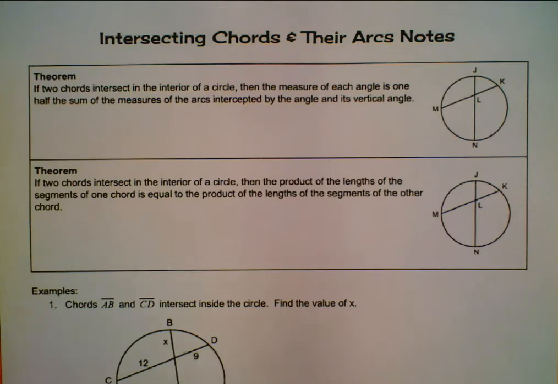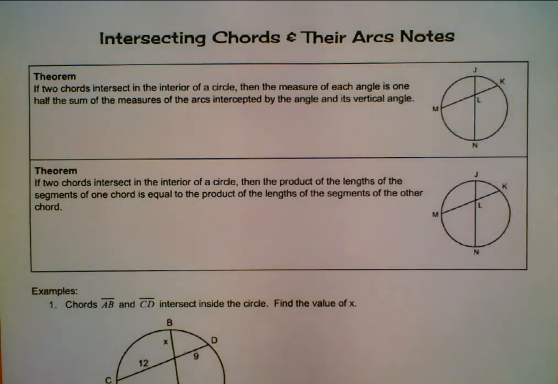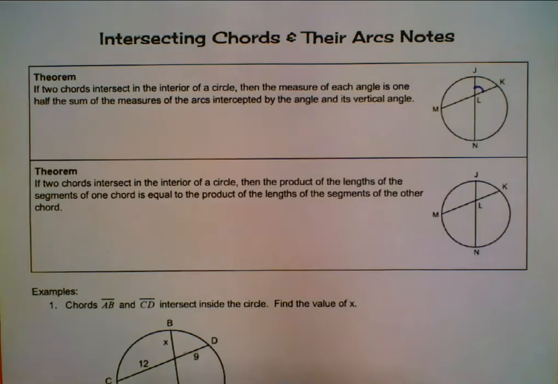The first, if two chords intersect in the interior of a circle, which is what we see here, two chords that intersect in the interior, then the measure of each angle is 1/2 the sum of the measures of the arcs intercepted by the angle and its vertical angle. It's wordy, right? The measure of each angle. So I'm going to use as my example this angle here, angle JLK. The measure of the angle is 1/2 of the sum.